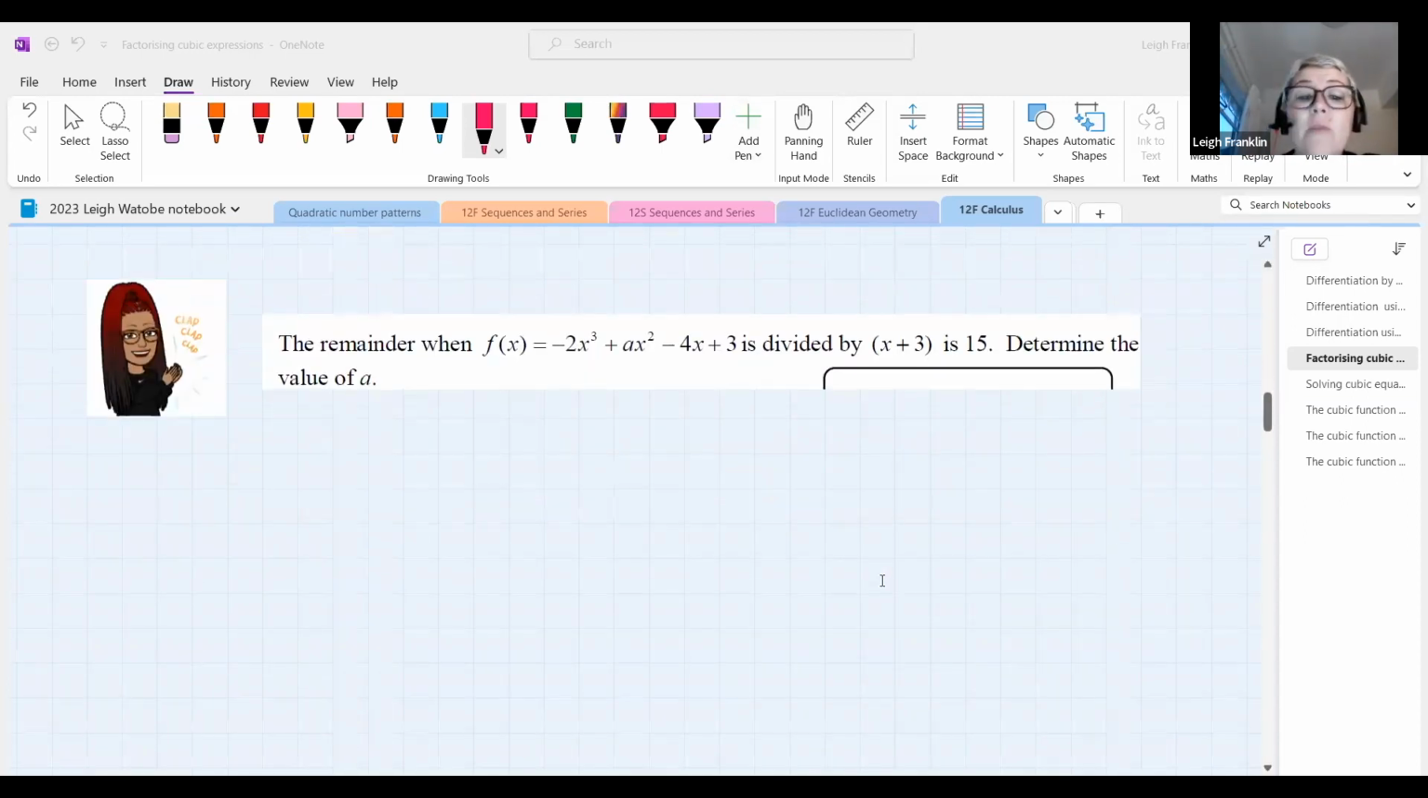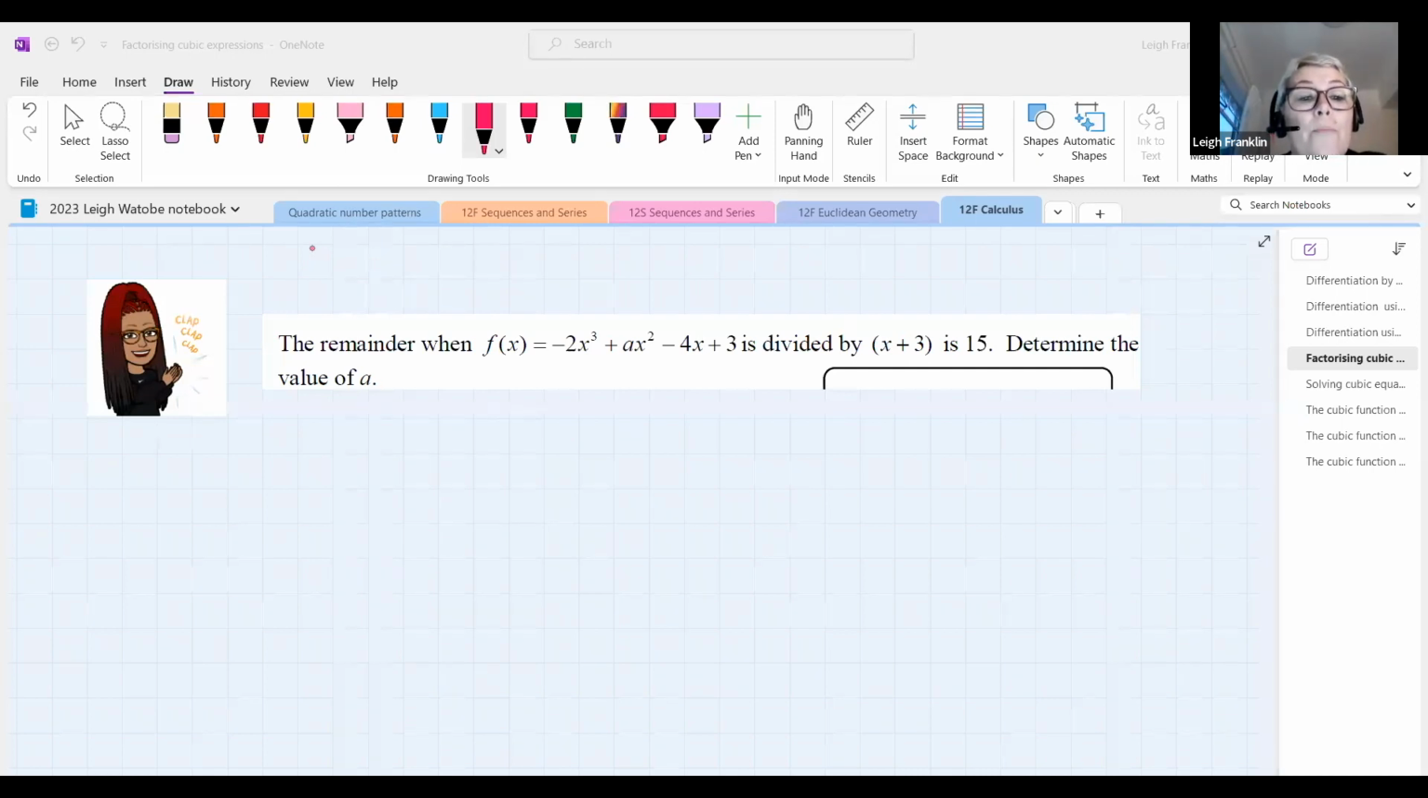All right. Then what they can do is something like this. They say to us that the remainder of when f of x equals minus 2x cubed plus ax squared minus 4x plus 3 is divided by x plus 3, the remainder is 15. Determine the value of a.